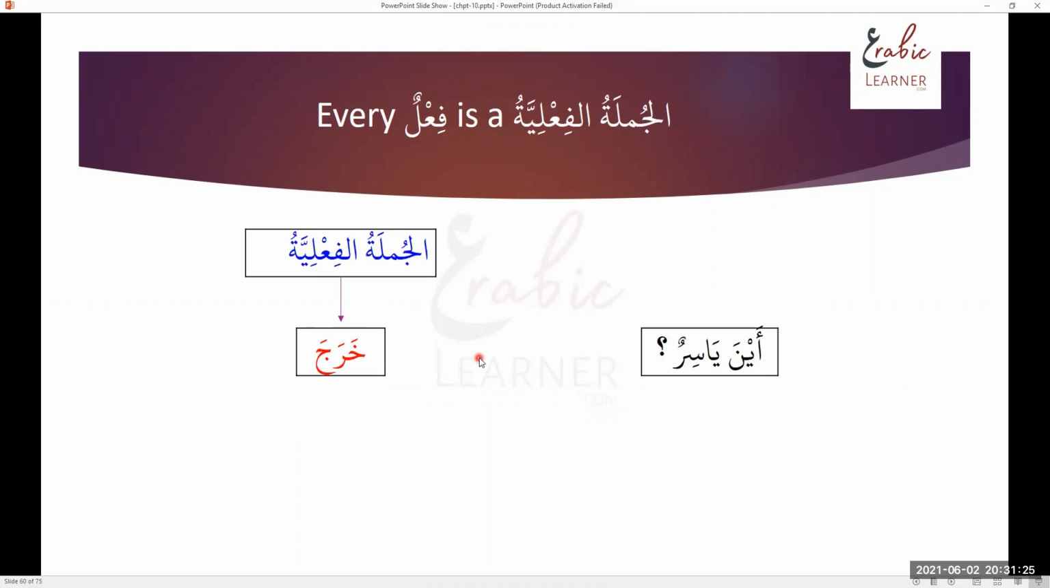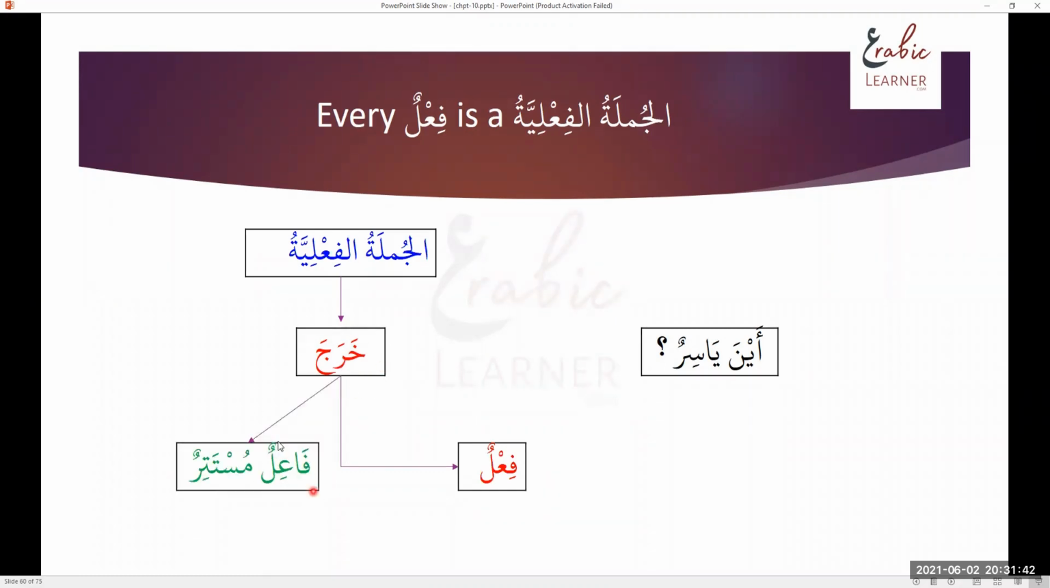A Jumla Fi'liyah should at least have fi'l and fa'il in it. And in this case, this fi'l itself has the fa'il inside it, which is fa'il mustatir. The fa'il is hidden in it. That's why we can call this itself a Jumla Fi'liyah. Okay? Clear, brothers and sisters? Then.